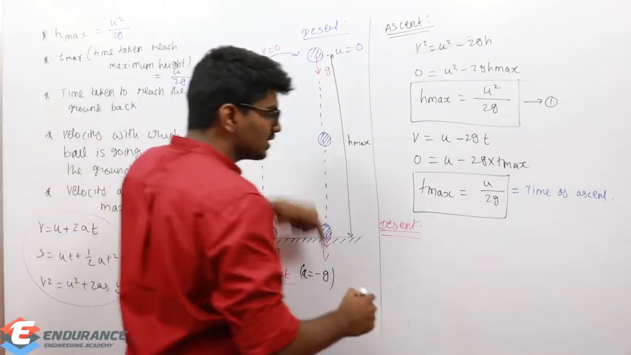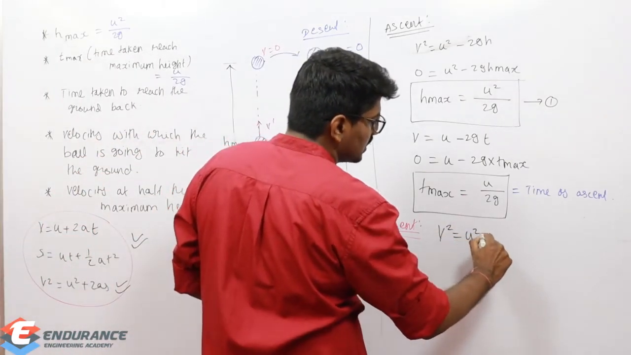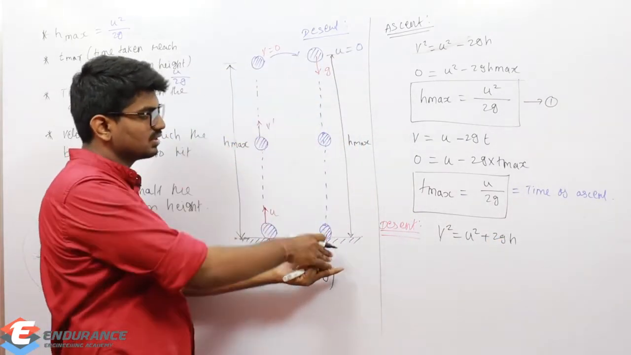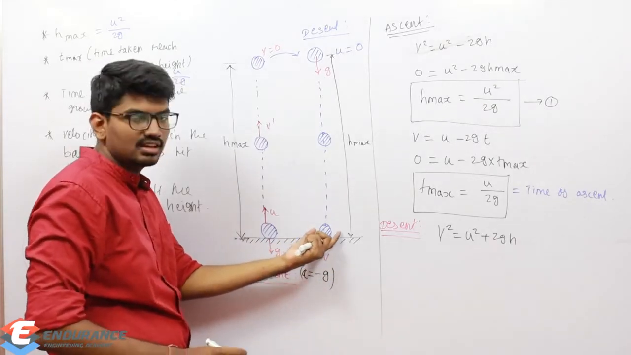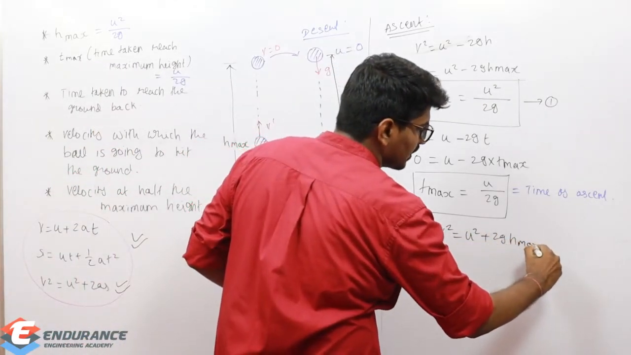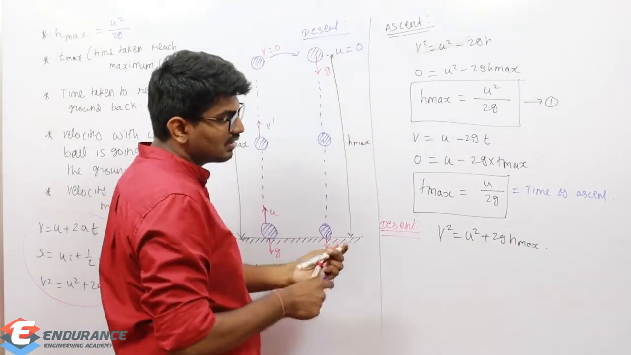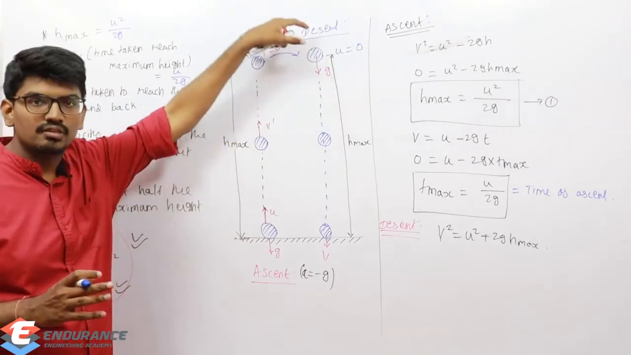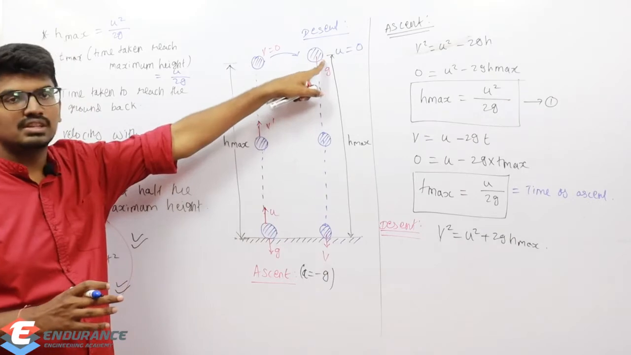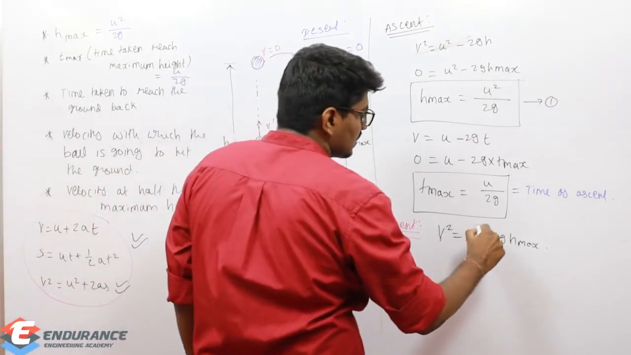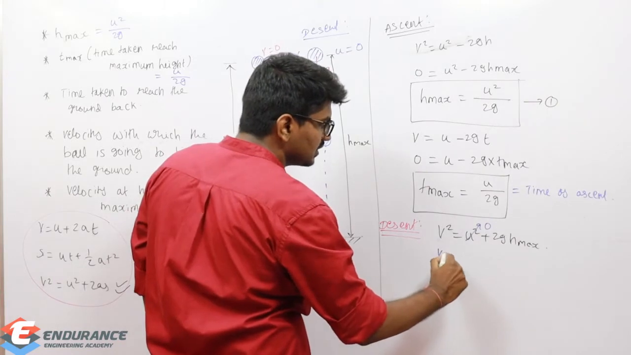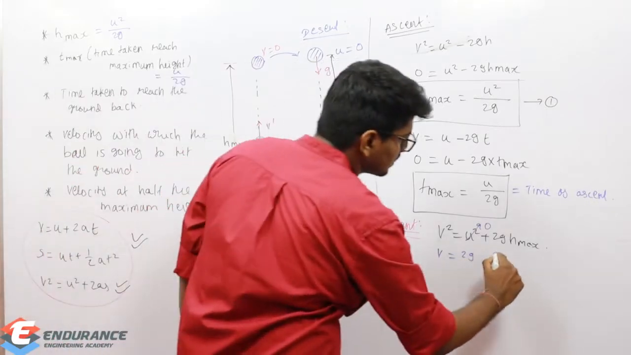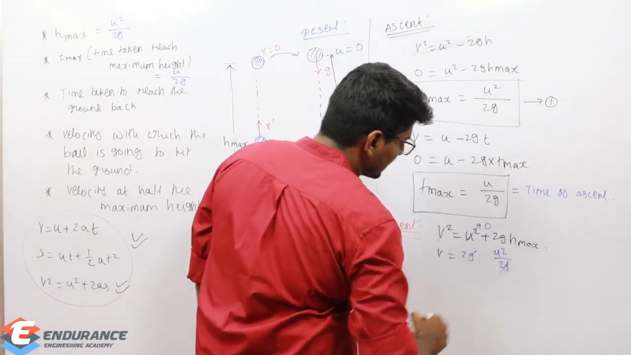So third equation, when it is moving down, V square is equal to U square plus 2GH, am I right? And for the total distance, if I want to find out the velocity at which it is hitting, H will be H max. And what about initial velocity? See, final velocity of this ball while going up is zero, so initial velocity when it is moving down will be zero. And final velocity I will take as V only. 2G into, and what about H max? H max is U square by 2G, right? U square by 2G, so it will get cancelled.